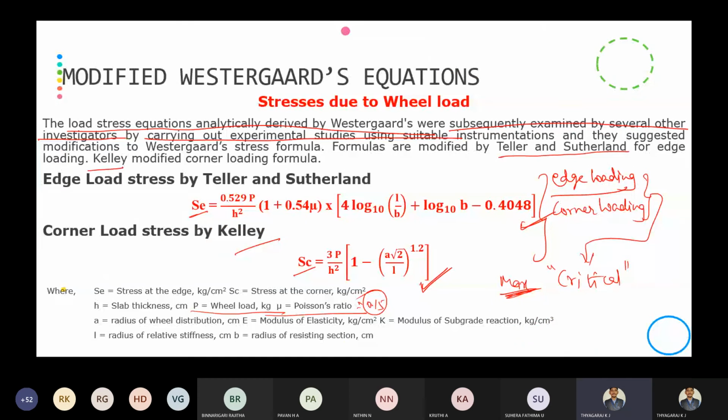Then, as we know, Westergaard makes some assumptions: that the cement concrete is a thin elastic plate resting on a viscous media. So Teller and Sutherland came up with a modified Westergaard equation for edge load, that is for edge stresses, and for corner stresses. Kelly conducted a lot of research work and came up with this formula for corner load stresses.